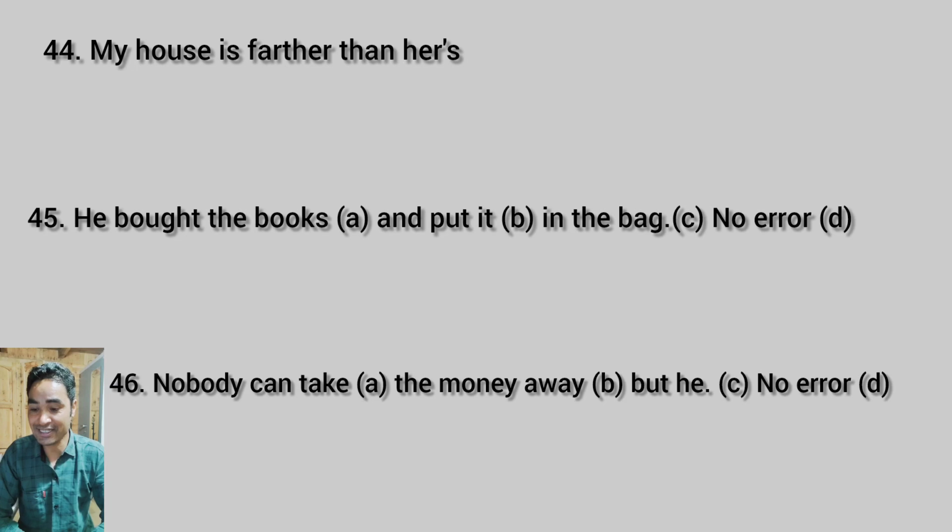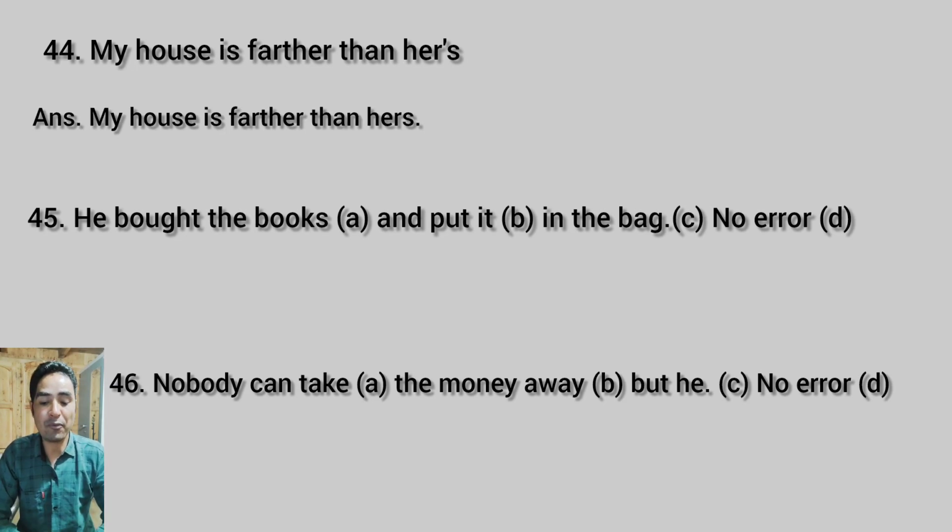So the correction is to remove apostrophe s from hers. My house is farther than hers, without apostrophe s. She is subjective case, her objective case, hers possessive case. I hope you understood. Next, question number 45.